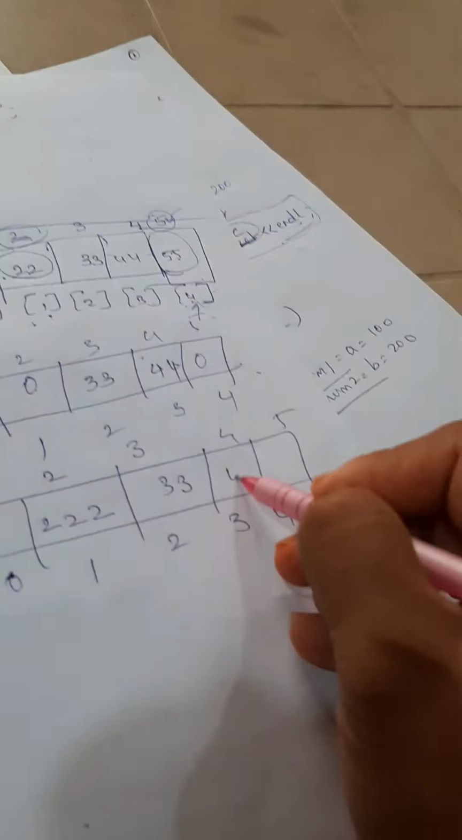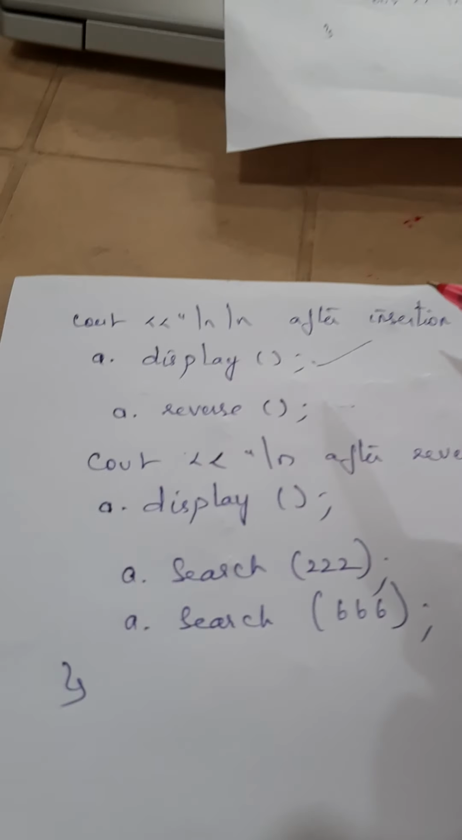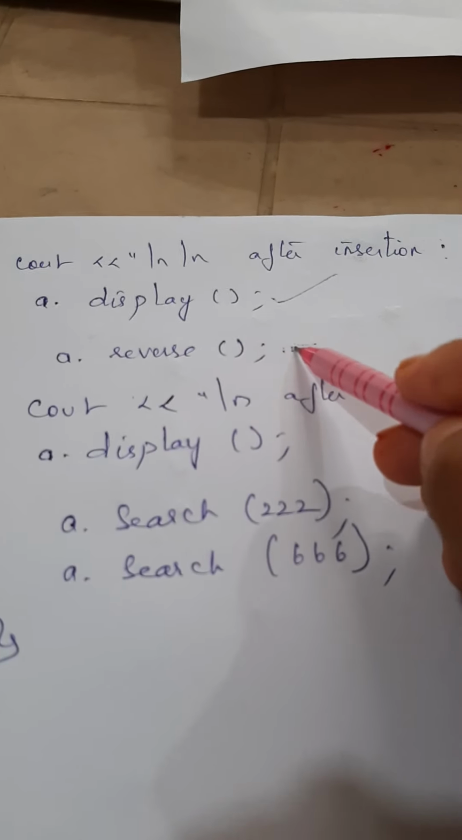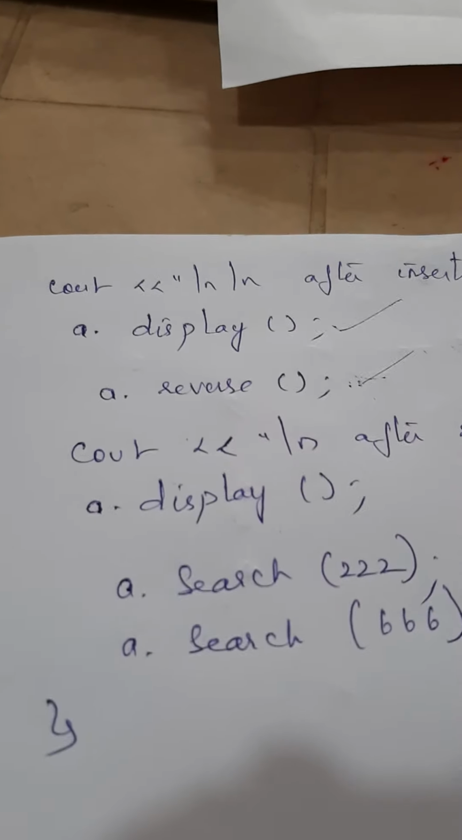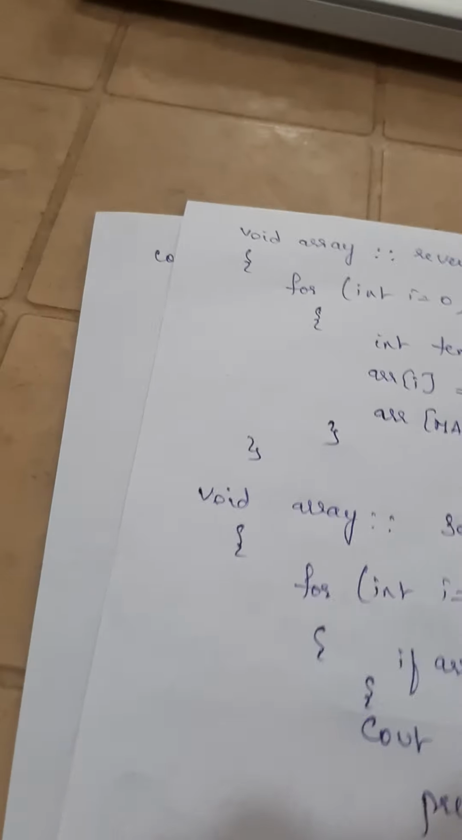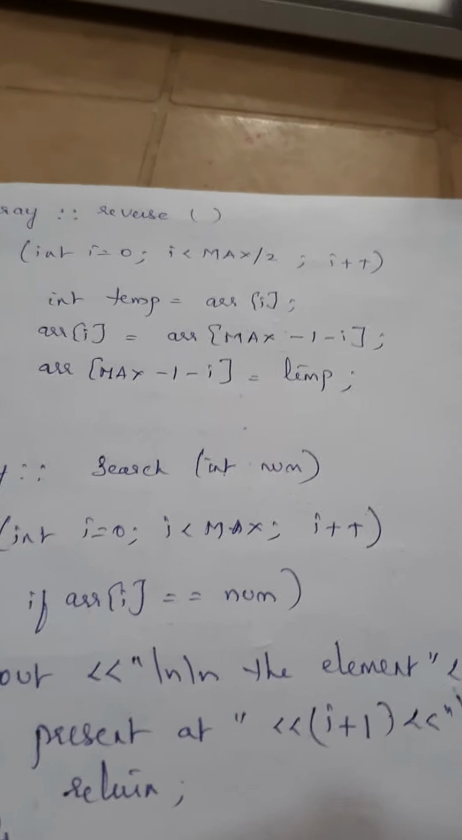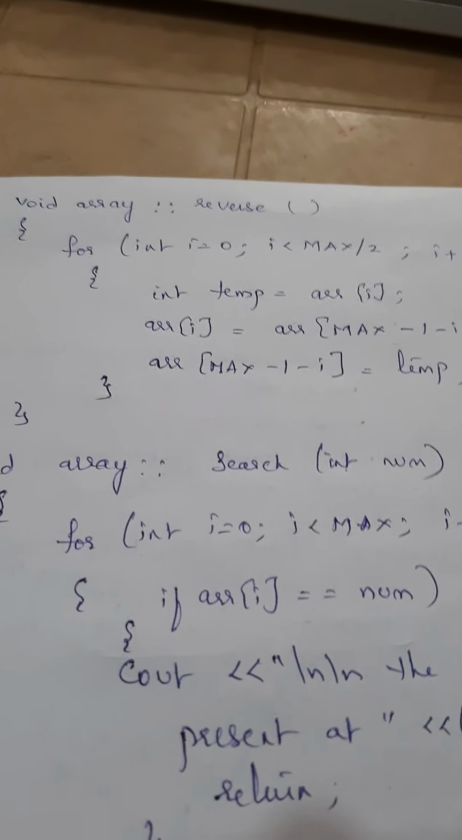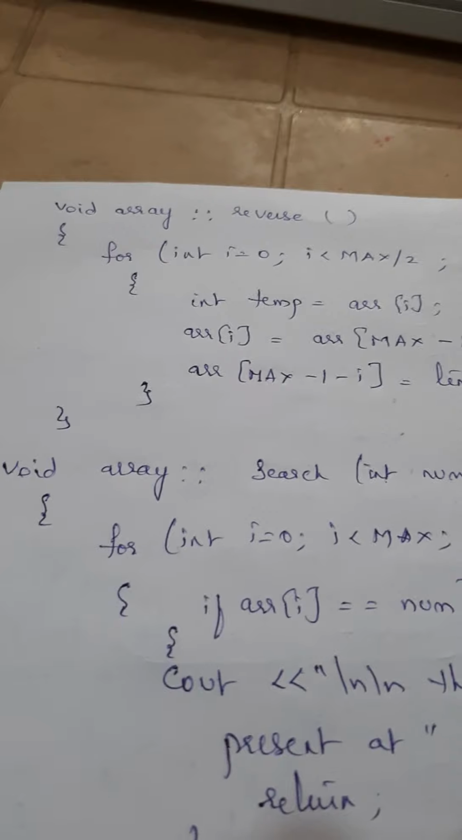Okay, now next. After the deletion has been performed, you have displayed the elements after the new insertion also. Then you will call the reverse function, a dot reverse. So here in the reverse function, what is happening? You are trying to reverse the elements and print the reversed elements. Now here, as I have already told you, the elements will not get reversed, but the positions will be reversed.